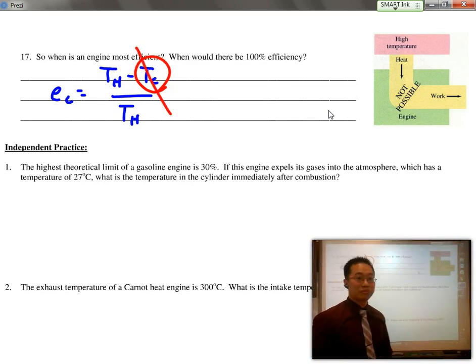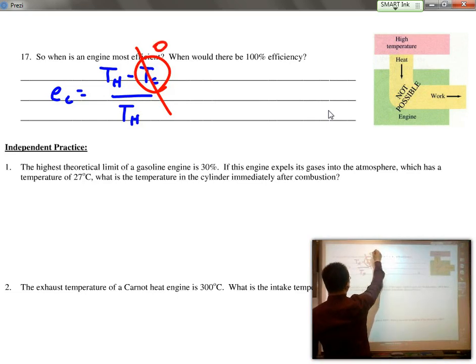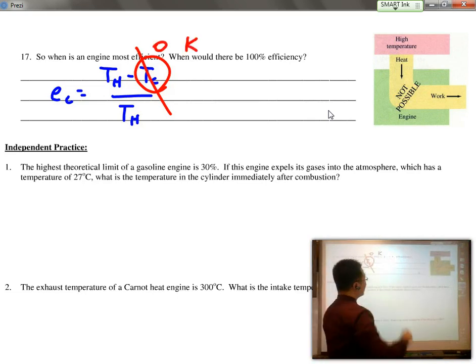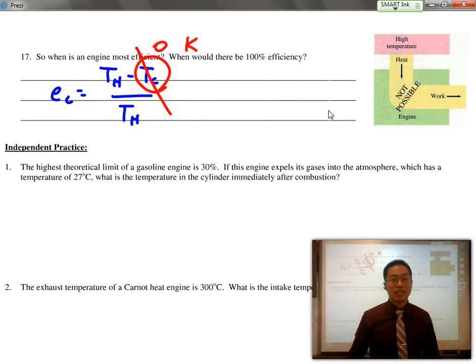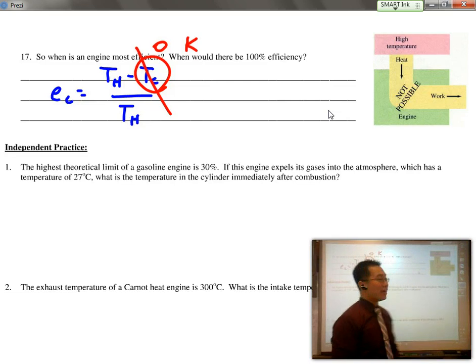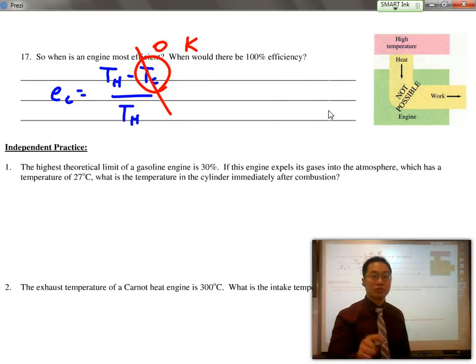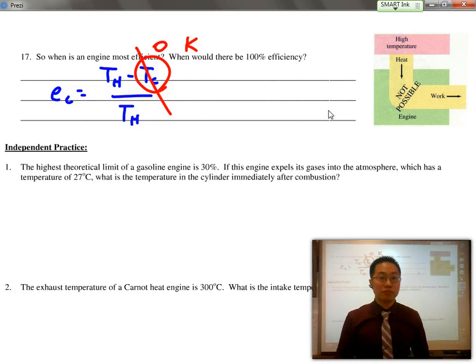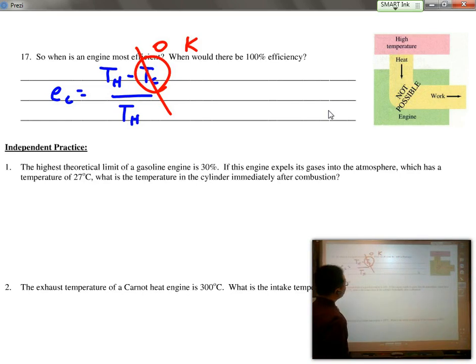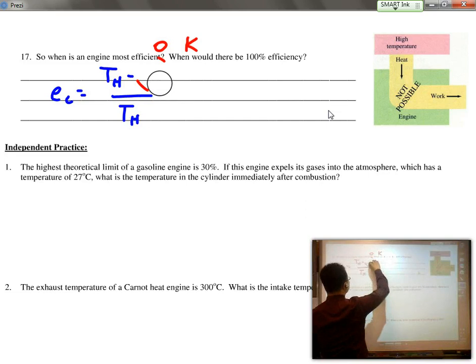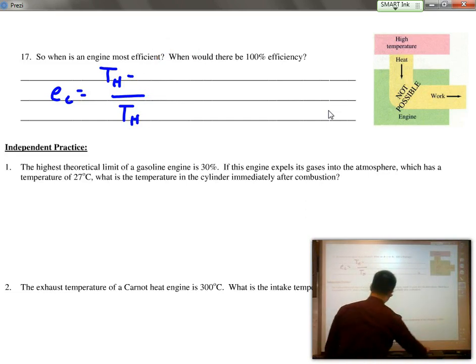is 0. If somehow we could actually create absolute 0 Kelvin, and have basically none of the heat discharged, then we would have 100% efficiency. But that's impossible to do because absolute 0 is not a number that we theoretically would be able to produce anyway. However, looking at this formula, there is a way of increasing efficiency, if not to 100%.